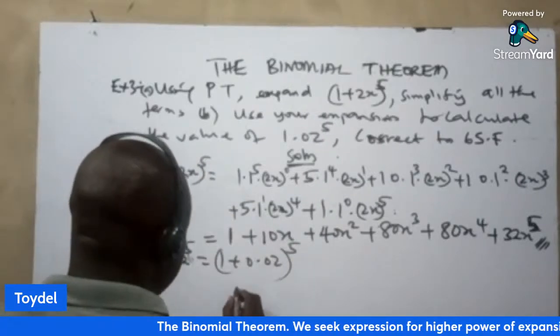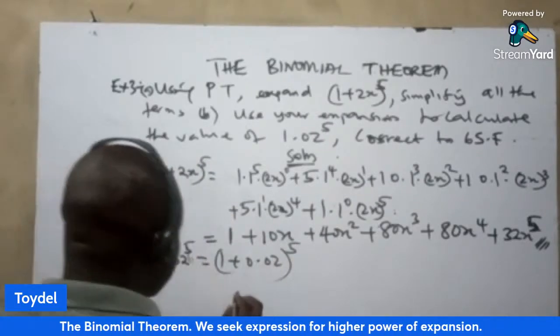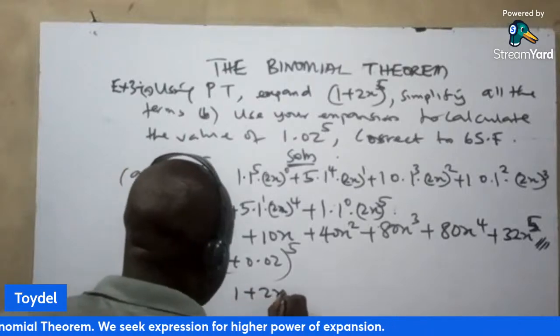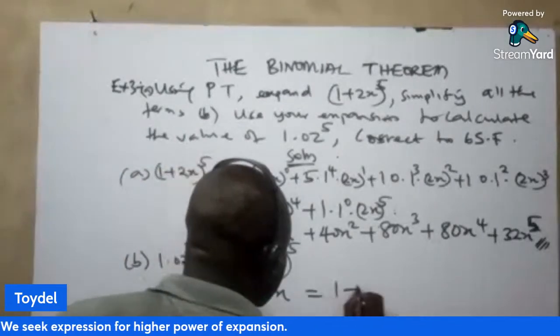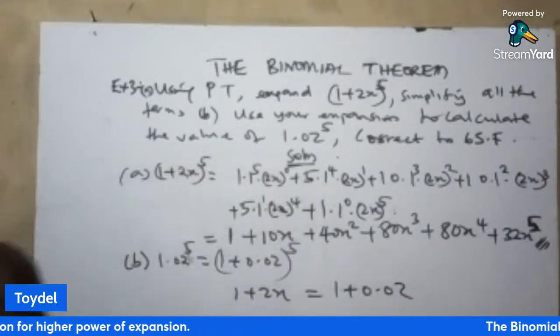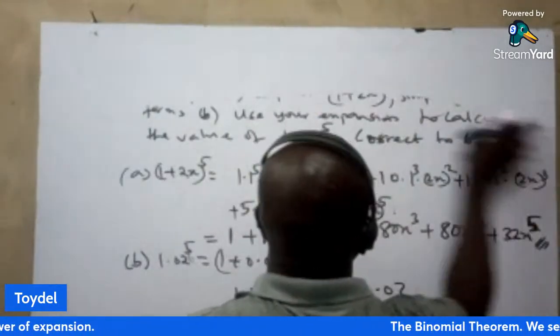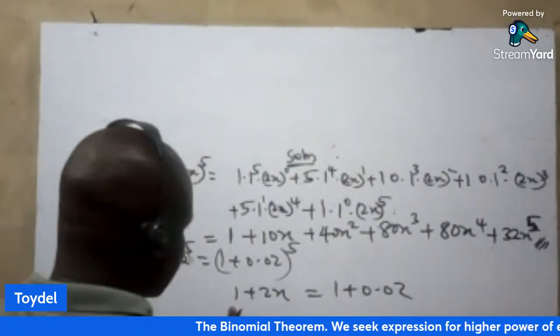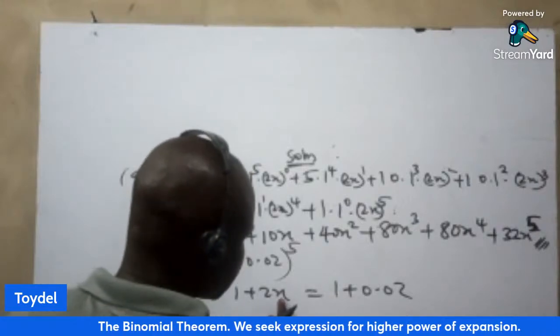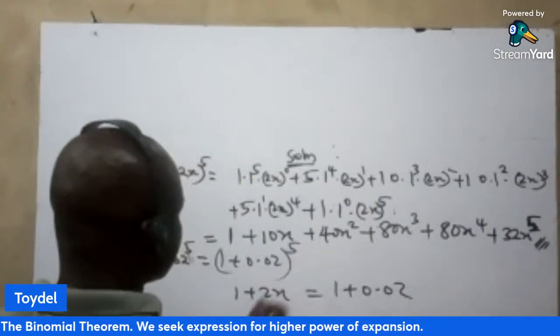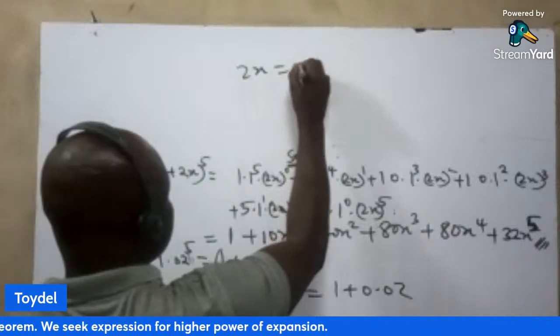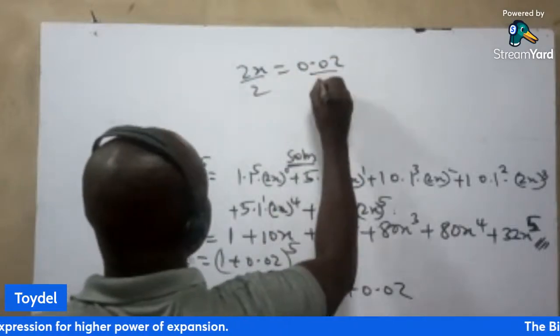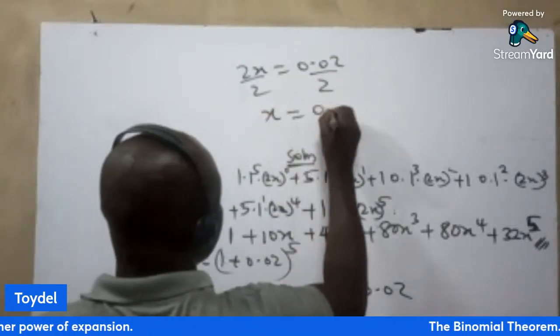When we compare what we have inside, we have 1 plus 2x being equal to 1 plus 0.02. What can we say about what we have? In that case, we can say this is 1, then this is 2x. If I subtract 1 from both sides, it will cancel out. So we are going to have 2x equal to 0.02. Then divide both sides by 2. So we can get the value of x to be 0.01.